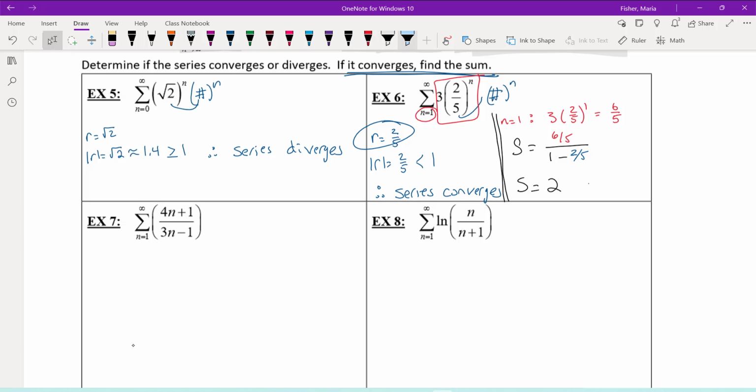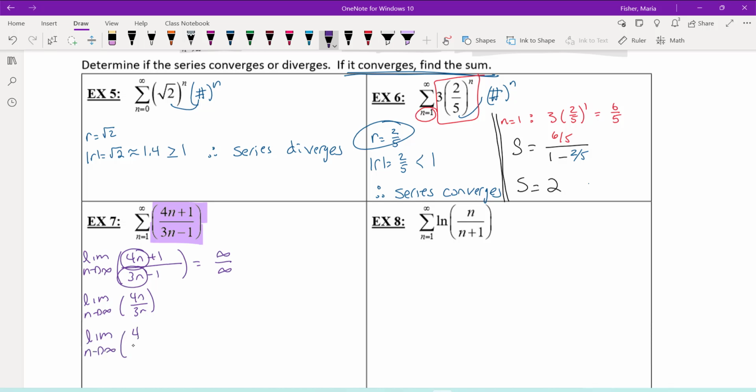So the nth term test says to take the limit as n goes to infinity of a sub n, of this guy. What is the limit as n goes to infinity of 4n plus 1 over 3n minus 1? Well, currently that's just infinity over infinity. Since this is n to a power divided by n to a power, we're just going to put those over each other and then reduce. So we're looking at the limit as n goes to infinity of 4/3.